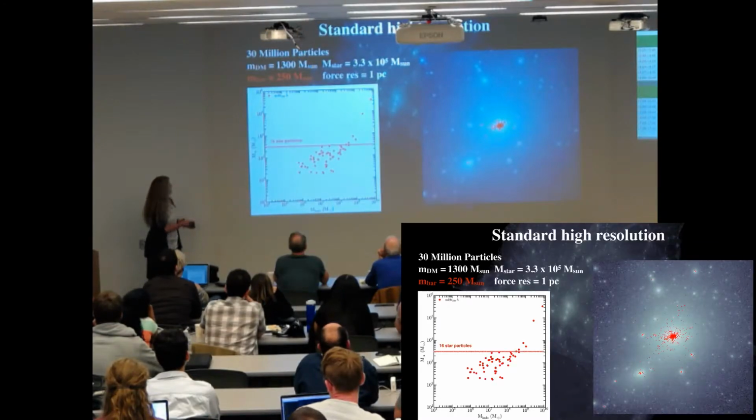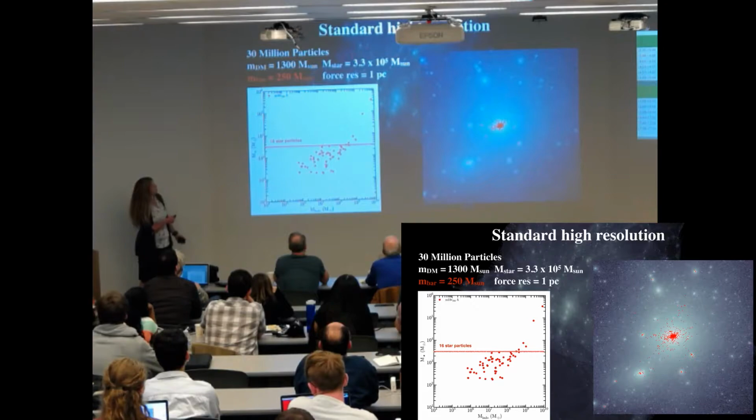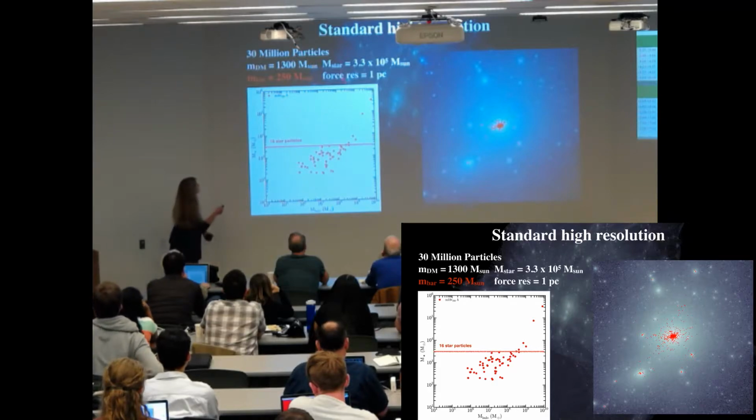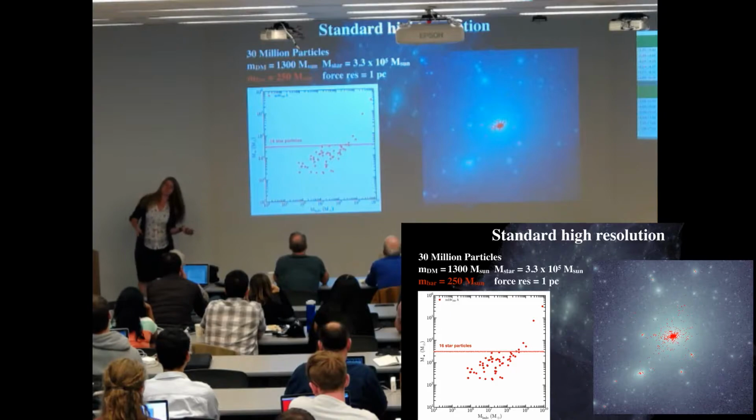Let's go ahead and put that line on here. Okay, so this is FIRE-2. Now you can see, again, the satellites. This is our standard resolution. So everything I've been talking about is a baryonic particle mass of 250 solar masses and force resolution of a parsec. Now, I didn't come here today to just talk about that.